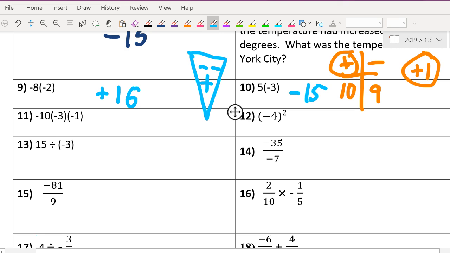Okay, so I'm going to do this one quick because we're running out of time. So negative times a negative, we'll just do two at a time. The first one, negative times negative, is a positive 30. And now we still have to do times -1. So now a positive times a negative, negative 30. All right? What about number 12?